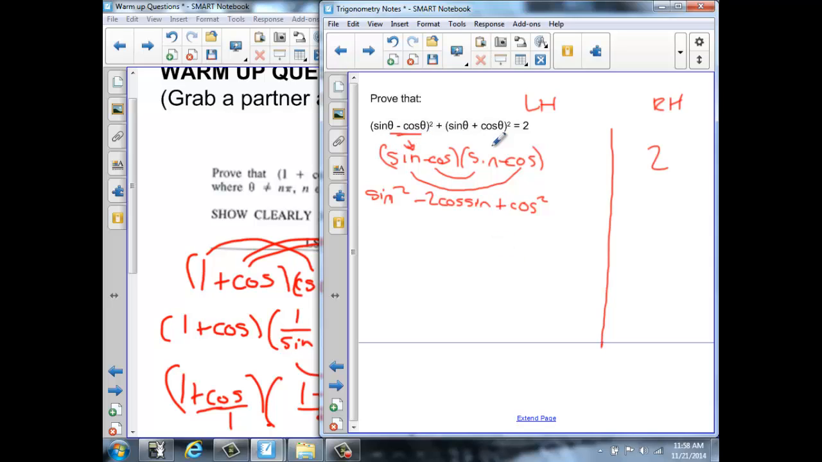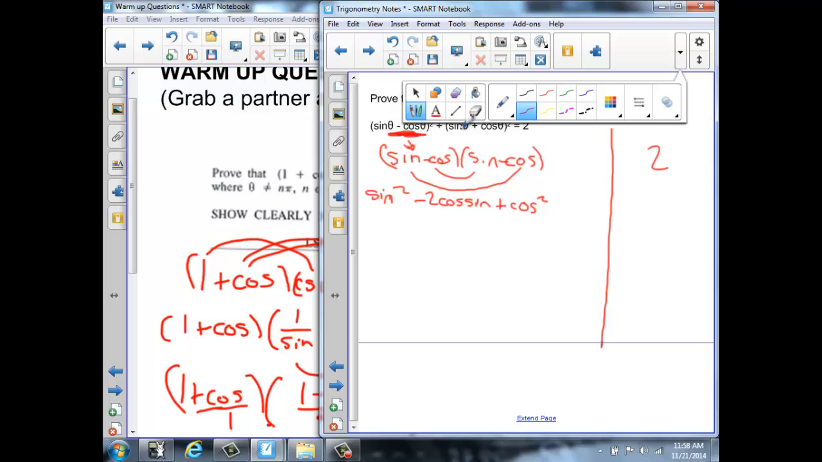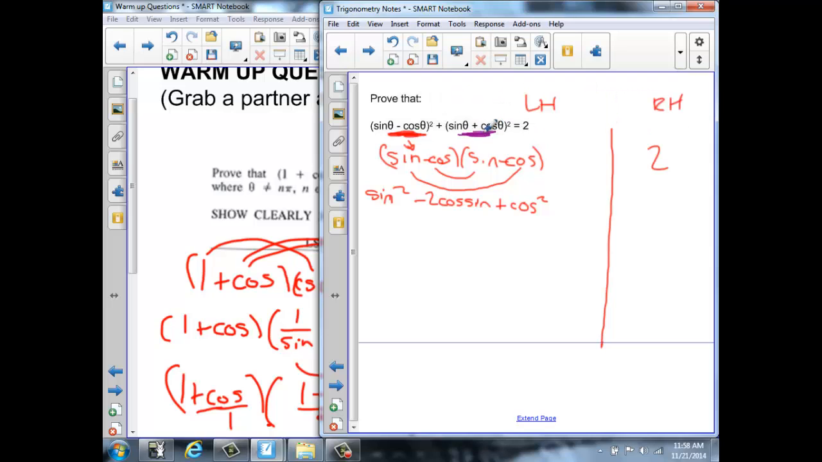Okay, so I'm going to do this in colored pen. That was just doing this section right here. The other one here, I'll do in purple pen. I'm just going to pop this down here because I need more room. It is the exact same thing, but it's a plus in between. So if I were to rewrite that as sine plus cos next to sine plus cos, it's very similar.